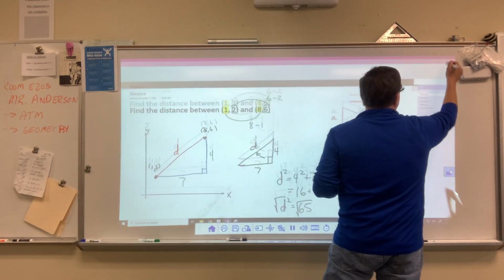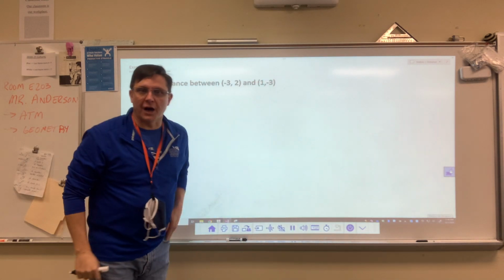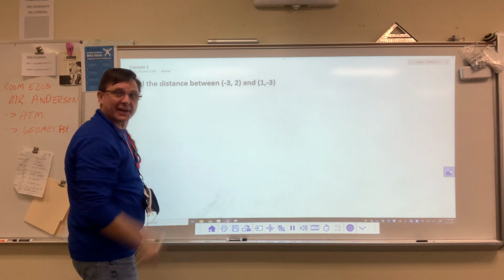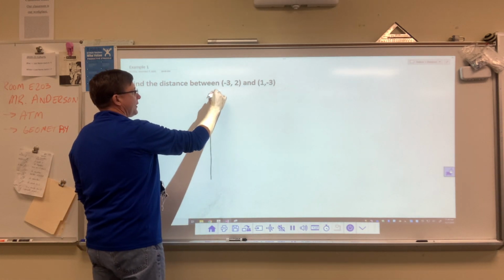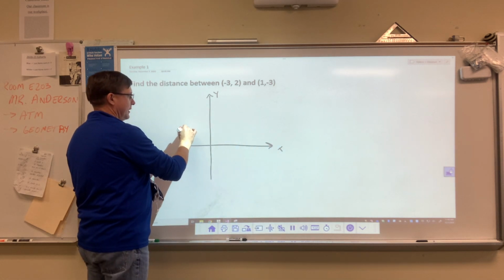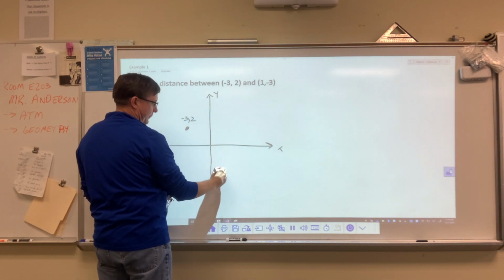So let's do one. Another example here, but let's go across from quadrant to quadrant with this example. And I took away Pythagorean Theorem, we'll just use it. Negative 3, 2. We should always label our axes. Negative 3, 2 is up here. 1, negative 3 is down here.